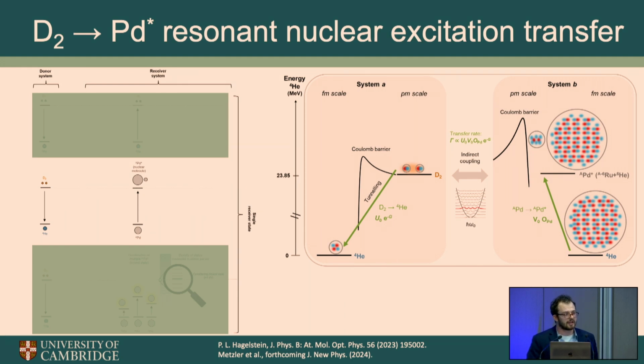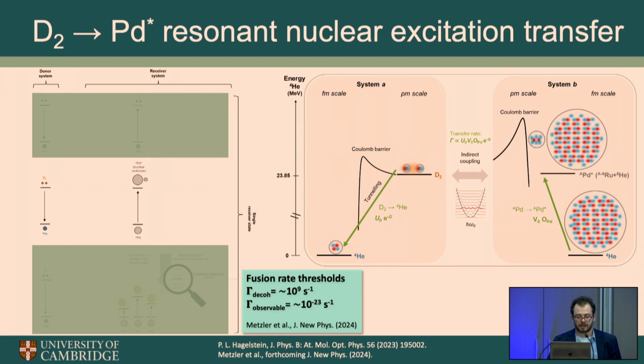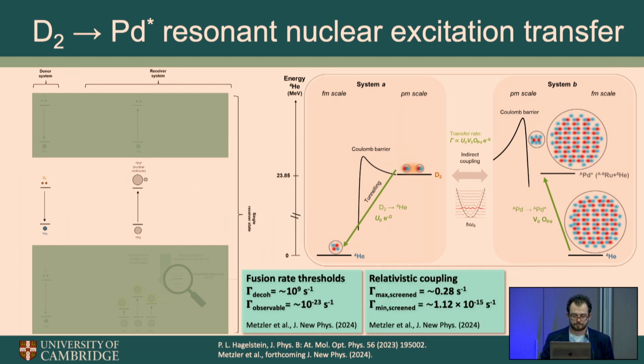But the advantage you get here is that you only have to go through the Coulomb barrier once, so only for the D2 to helium-4 transition, whereas the palladium excited state doesn't need to go through the Coulomb barrier to absorb that nuclear excitation. Again, we have our observable rate threshold and our decoherence time threshold, and then we start to get much faster rates. So 10 to the minus 15 at the minimum, and then once you get to the full Dicke enhancement, 0.28 or something in that range per second.